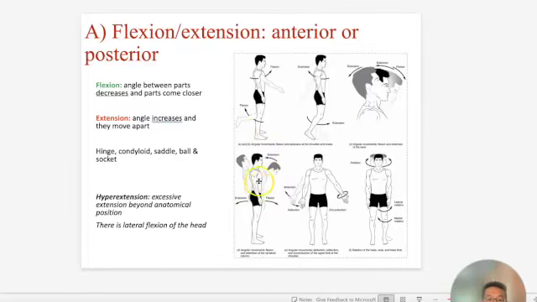The trunk can also flex going forward, extend going backward. There is abduction and adduction: AB going up and AD going in. And then there's rotation, internal, external, medial, lateral.